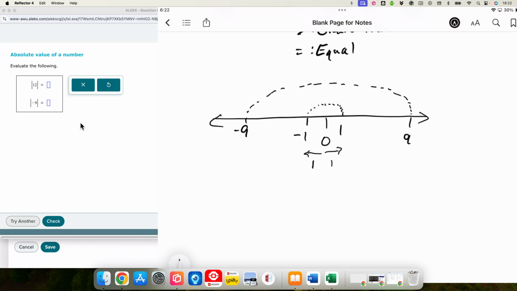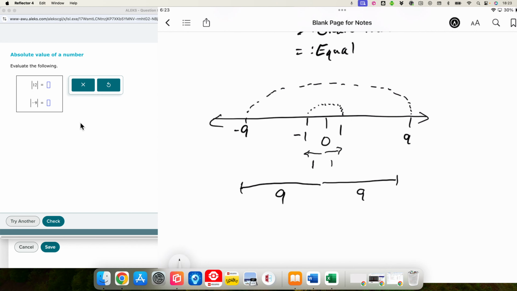So when I say the absolute value of 9 is 9, that means it is 9 units away from 0. And when I say the absolute value of -9 is also 9, that means it is also 9 units away from 0. So we are strictly talking about how far away from 0 is that number, not which direction. And so we are never going to have negative or positive on our answer. It's just going to be a straight up number.